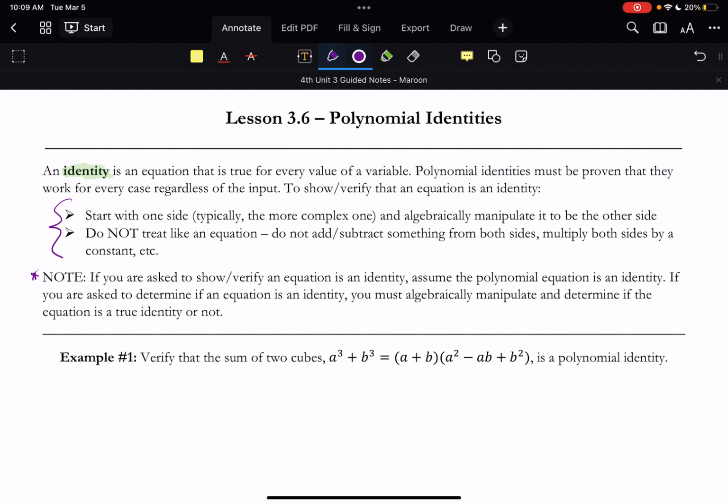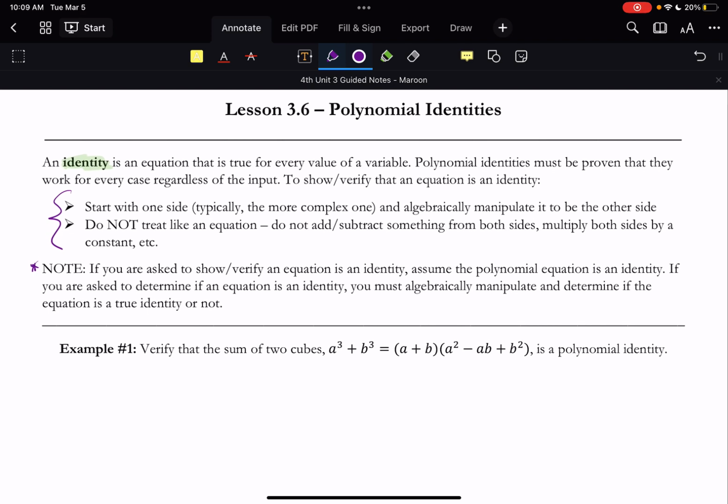Some examples are the sum and difference of squares, the sum and difference of cubes, a plus b quantity squared, and the perfect square trinomials. Those are all polynomial identities because I know that if I plug any value in for a and b, I'm going to get that same output back.